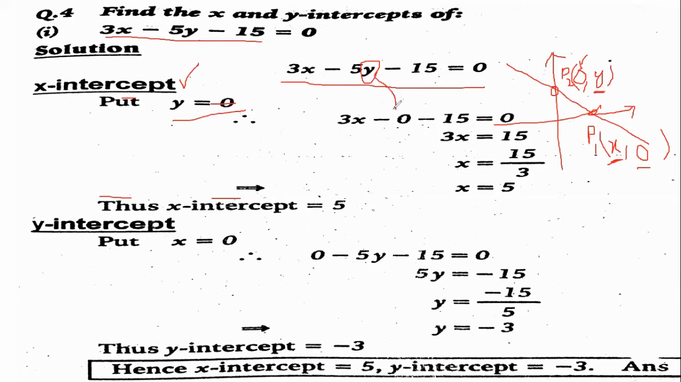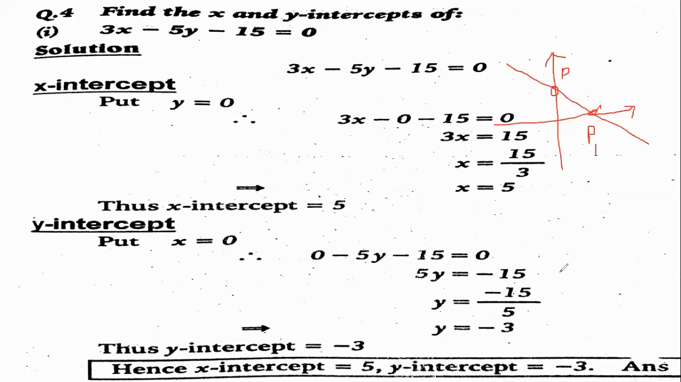When you multiply 5 by 0, the net result becomes 0. So we got 3x minus 15 as 0. Shift this minus 15 to the right side, it will become positive 15. After dividing both sides by 3, we got the value of x as 5. So this value of x, 5, gives us the x-intercept because for this value y is 0. So we have calculated the x-intercept of this line, which is 5.